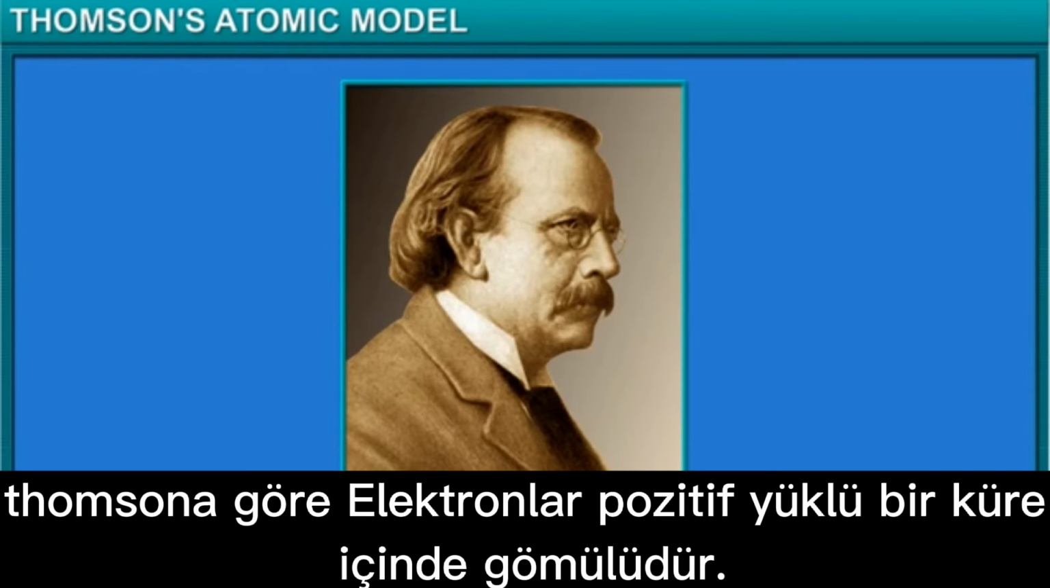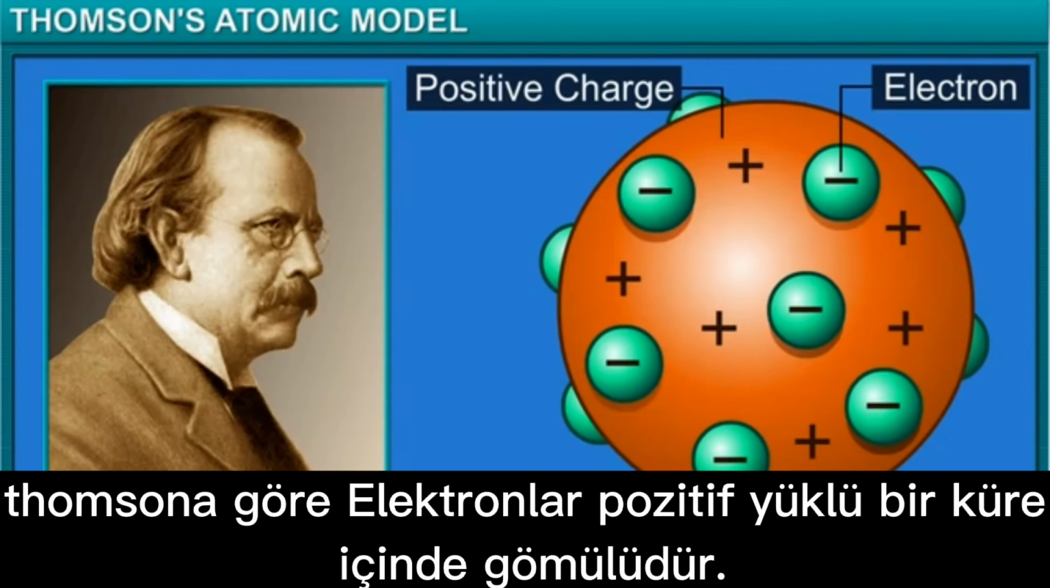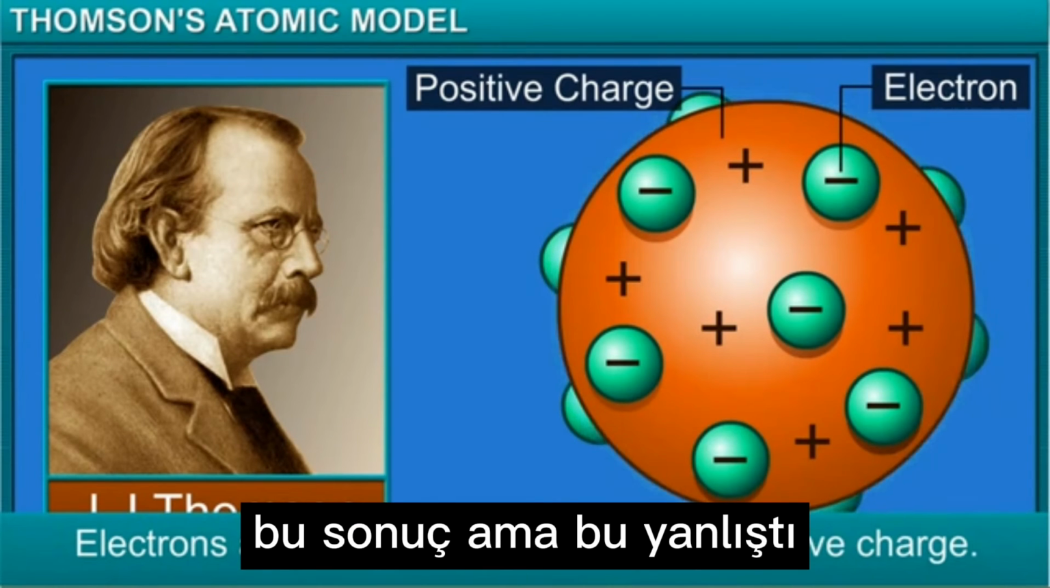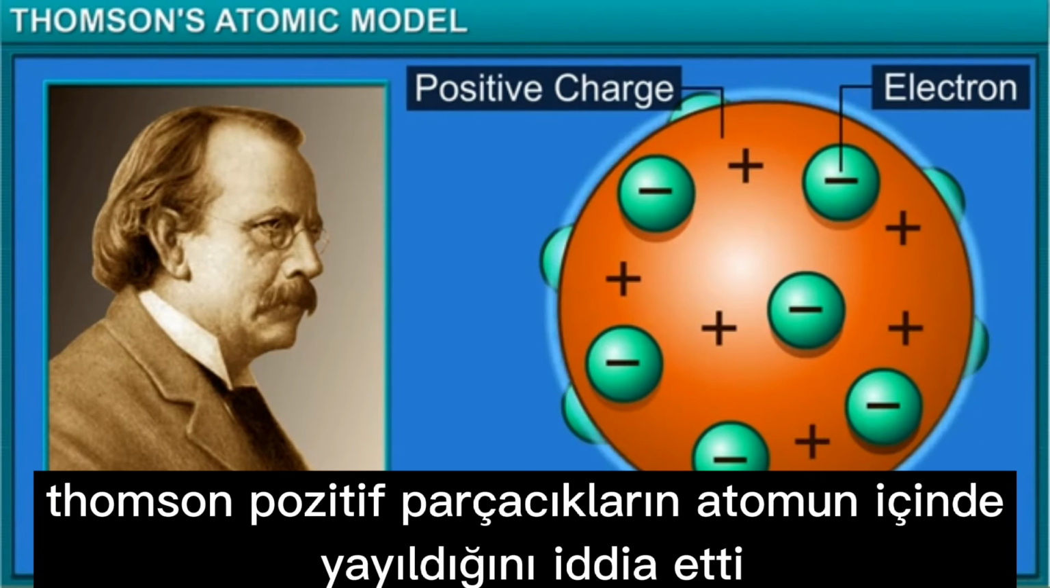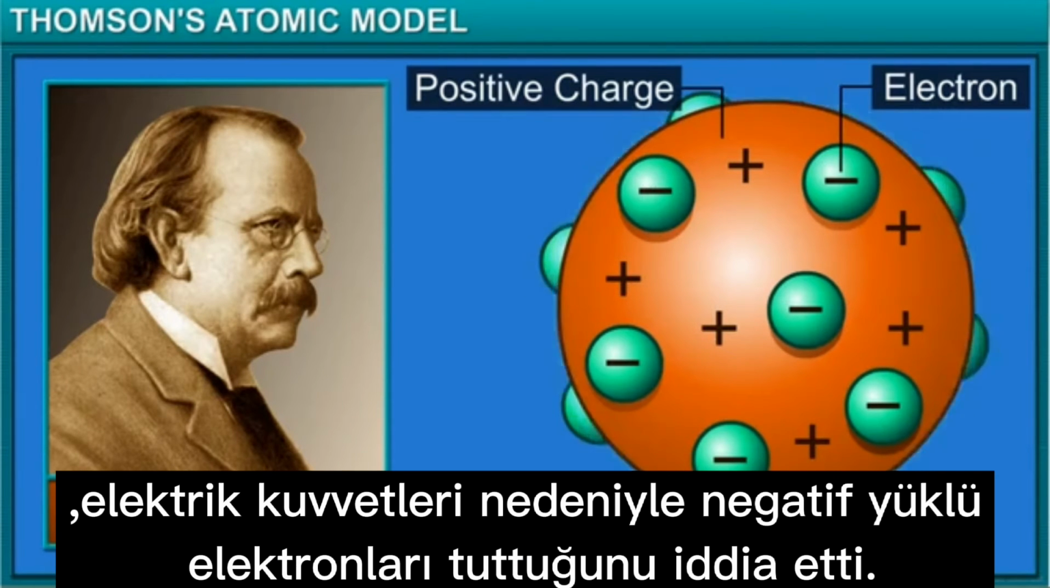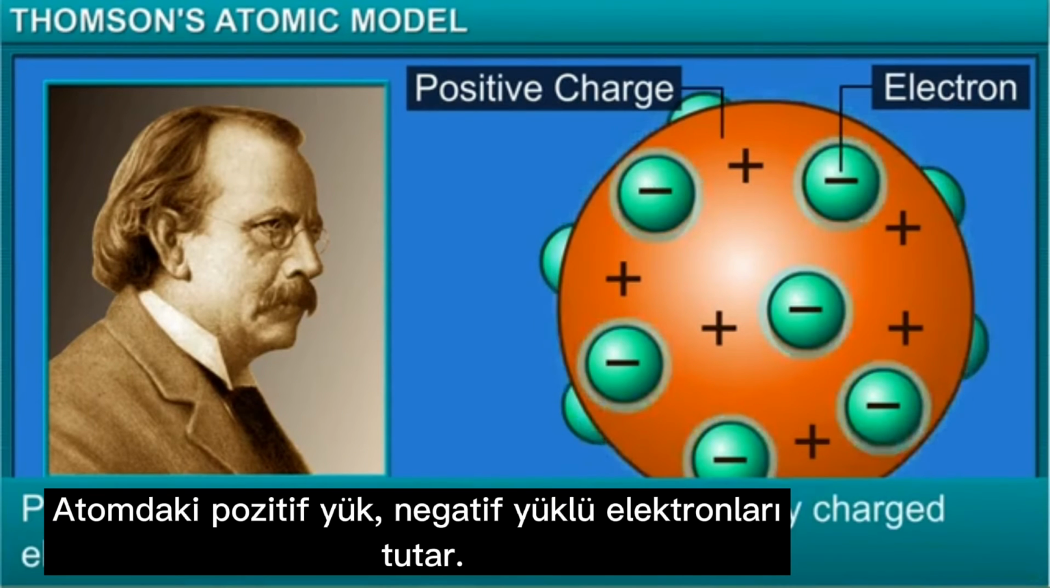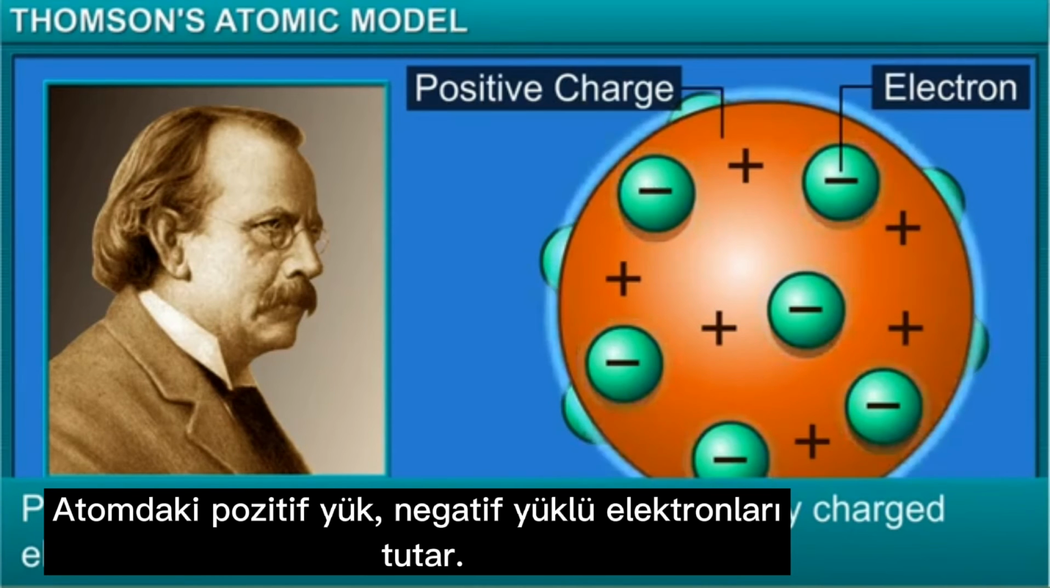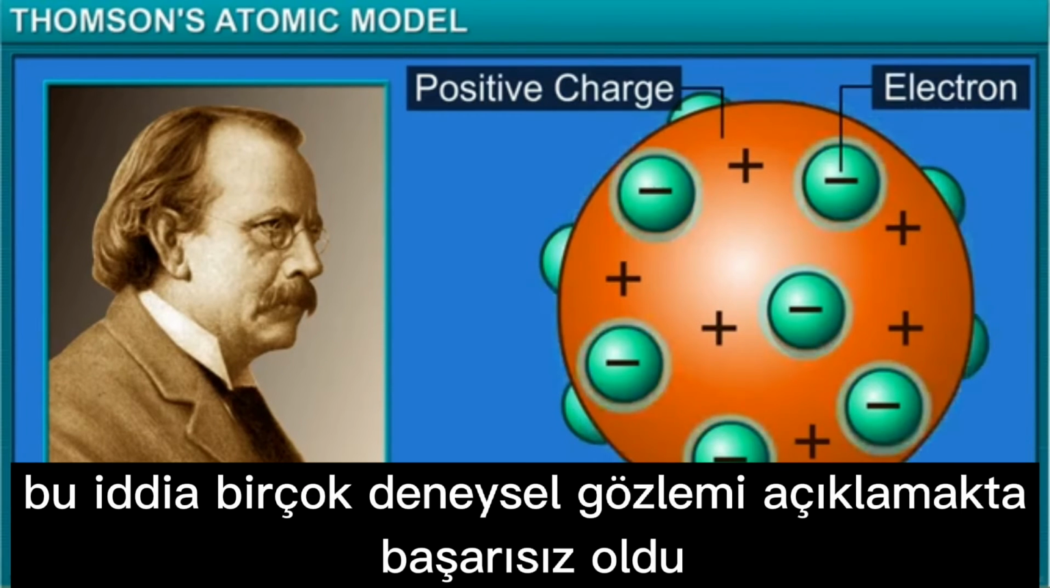As per Thomson's conclusion, the electrons were embedded in a sphere of positive charge. This conclusion, however, was incorrect. Thomson asserted that the positive charge spread through the atom held the negatively charged electrons due to electrical forces. This assertion failed to explain many experimental observations.